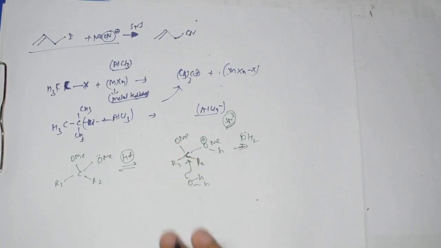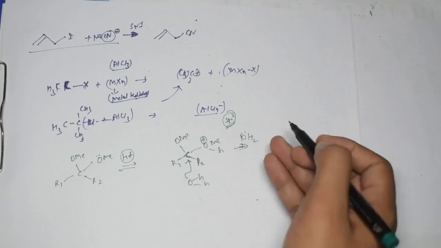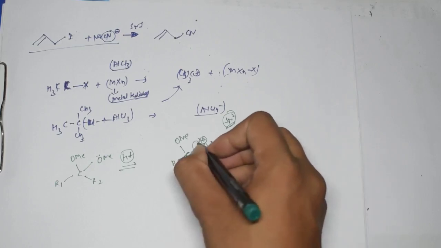Once we have such a crowded carbon, where you can see we have this OMe and this OMe, and groups like that present in this case, this won't undergo SN2 type of reaction, right? It is not going to promote the SN2 kind of reaction. So it will definitely undergo SN1 reaction, right?